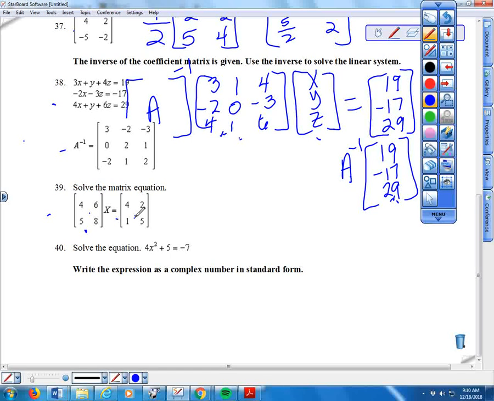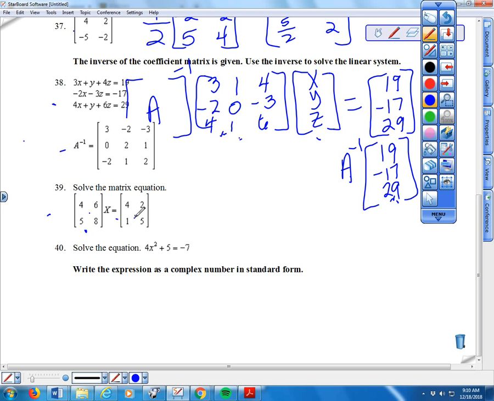Clear my screen. Pull in the first one, raise it to the negative 1, times the second one. I got 13, negative 7, negative 8, and 5. See how fast that is? Quick and easy.